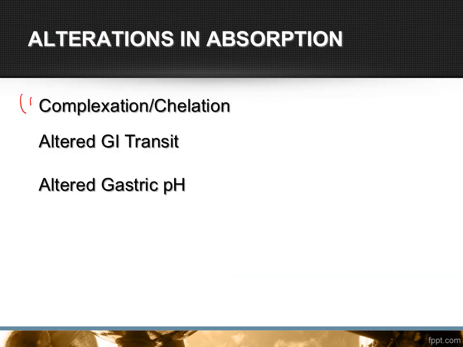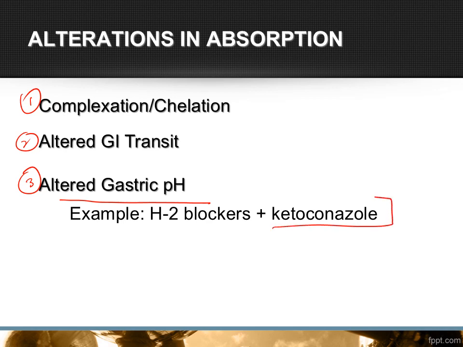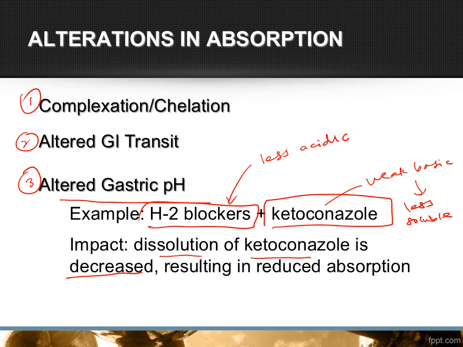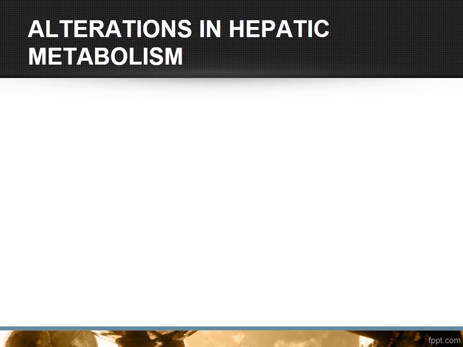Okay, so we have completed the complexation, chelation, and alteration of GI transit time, so now let's go into alteration of gastric pH. For example, let's say we have ketoconazole, and when we take it together with an H2 blocker, what is the impact? The dissolution of ketoconazole is decreased, because when you have the H2 blocker, you have a less acidic condition. Ketoconazole is a weak base, so it is less soluble, resulting in decreased dissolution, then decreased absorption.